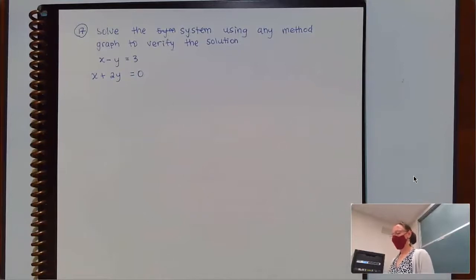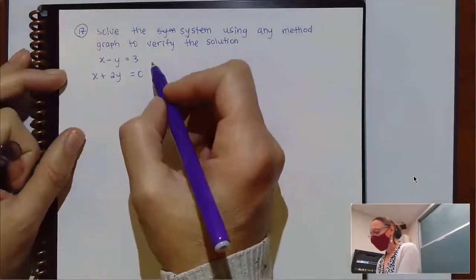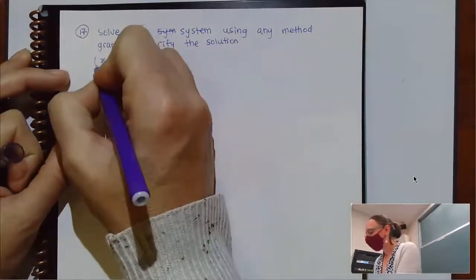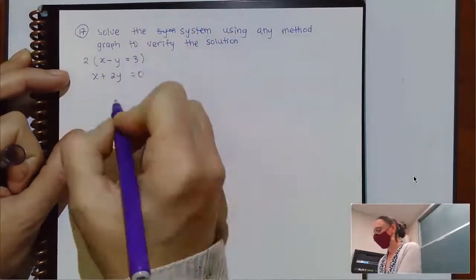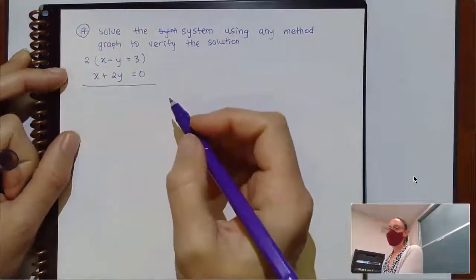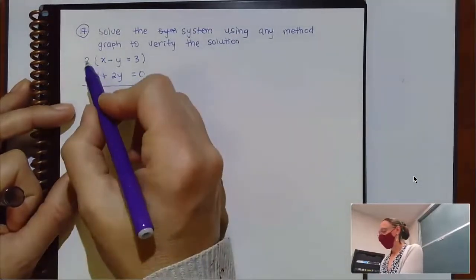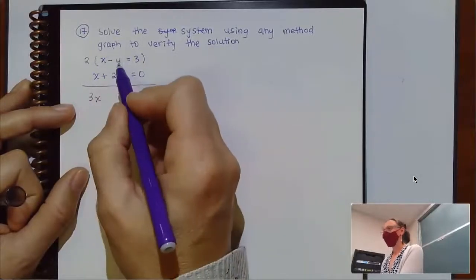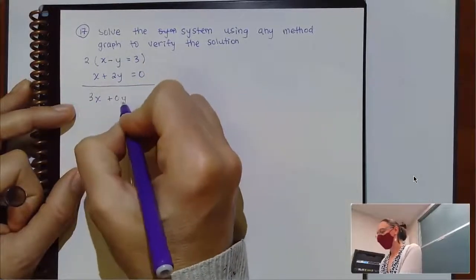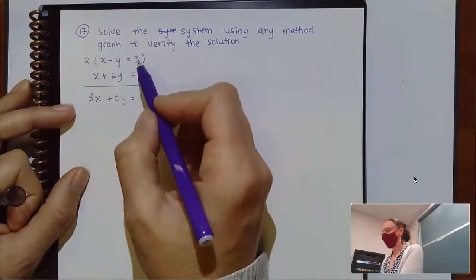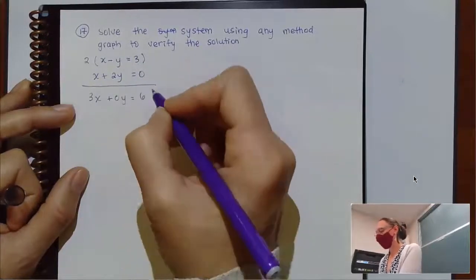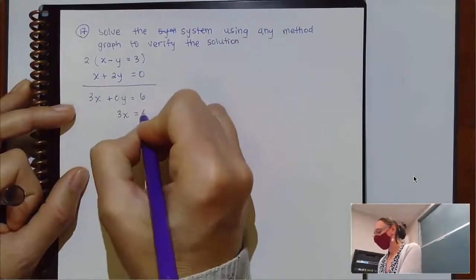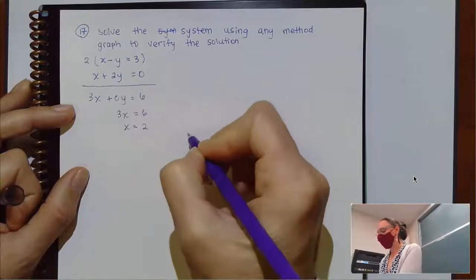If I went for elimination, I'm trying to eliminate either the x or the y. The first thing that comes to mind would be to make the y's go away by multiplying the top equation by 2. And if I did that, I'd have 2x plus x, I get 3x. I'd have negative 2y plus 2y, so I'd have 0y. 2 times 3 is 6, 6 plus 0 is still 6. So 3x is equal to 6 or x is equal to 2.